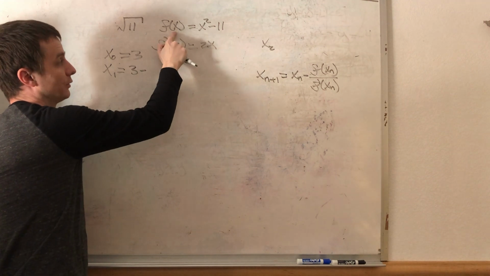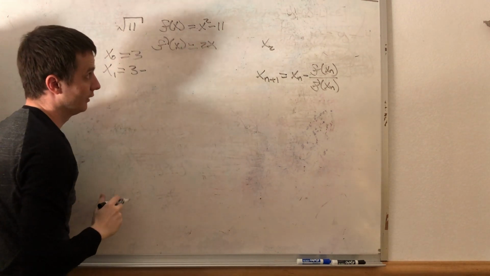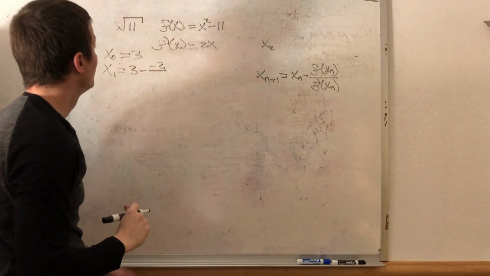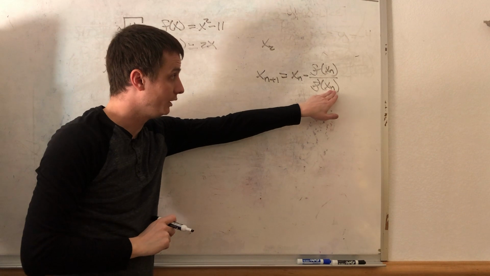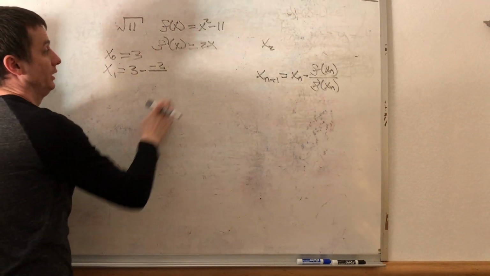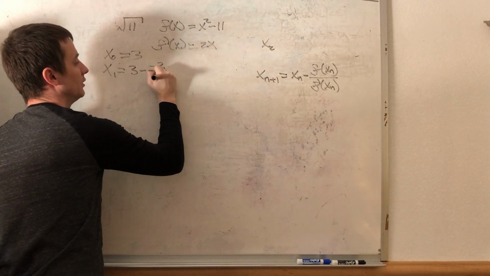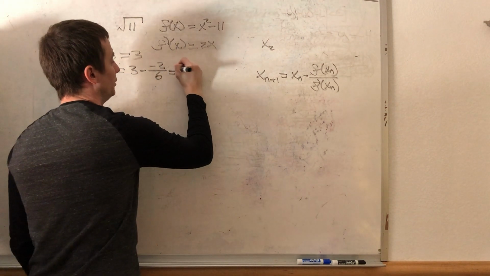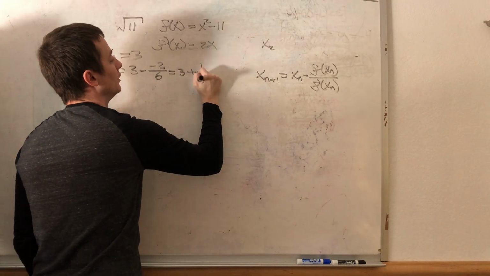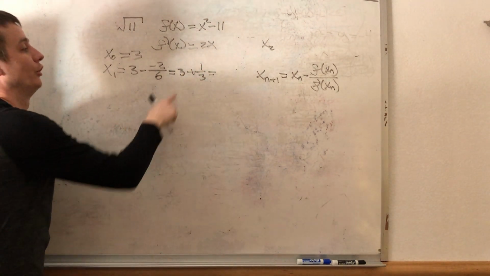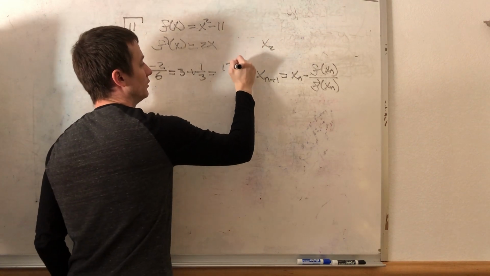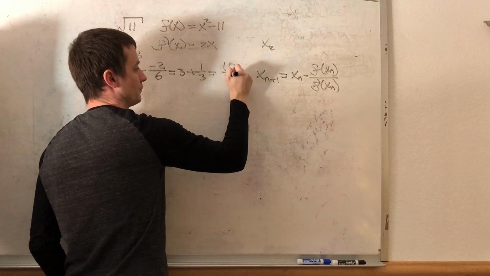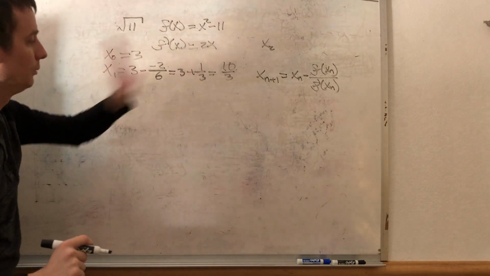What do we get when we plug 3 into this function? We get 9 minus 11. So we're going to get negative 2 all over, plug in 3 for f prime of x, and what do we get? 6. So this is equal to 3 plus 1/3, or in other words, that's going to be 10/3. Sorry, not 13/3, 10/3. 9/3 is 3 plus 1 more is 10/3.